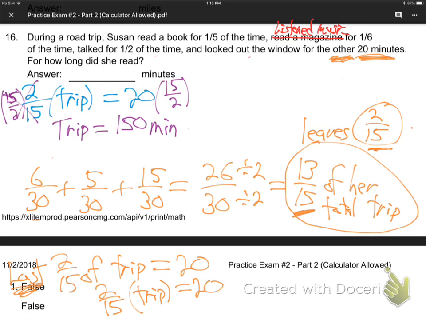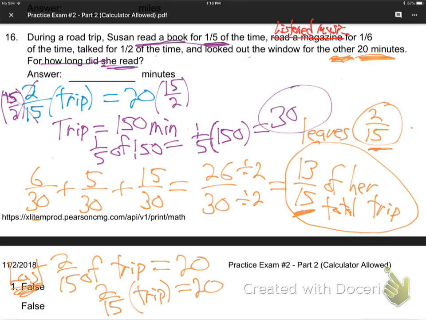Now what do they want from me? How long did she read? She read the book for 1/5 of the time. So 1/5 of the 150 minutes, right? It's 1/5 times 150. That's 30 minutes. She must have read for 30 minutes because it's 1/5 of the whole time, and we found the whole time to be 150 minutes. So it's 1/5 of the 150, 30 minutes.